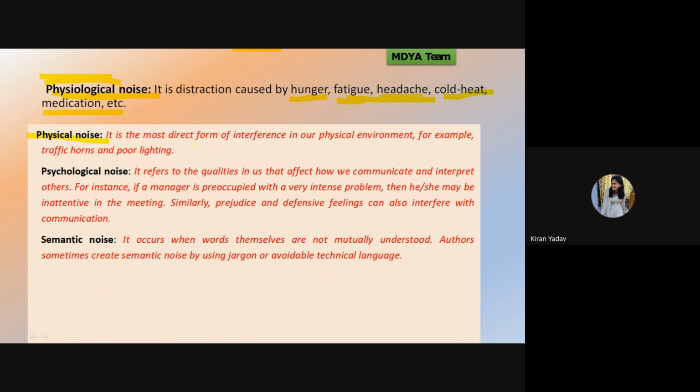Then there is physical noise. It is the most direct form of interference in our physical environment. So anything in our physical environment like traffic horns, poor lighting, or what other examples of physical noise can you think of, if you have anything in your mind?